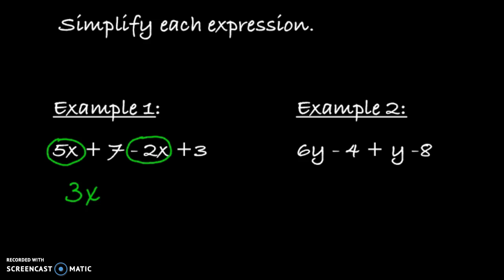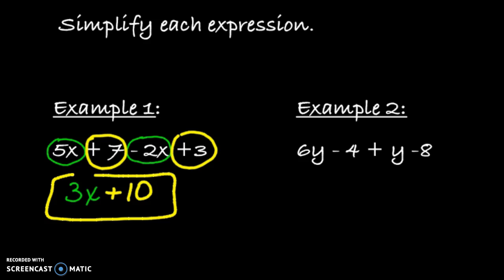And if you're lucky enough to have a different color, I would recommend that you use it for your other parts of like terms. So I notice here I've got a positive 7 and a positive 3. So when I add 7 and 3, I get 10, and it's positive 10. So my expression is 3x plus 10. You'll notice that I can't simplify this anymore because 3x and 10 are not like terms. One of them has an x, one doesn't. So 3x plus 10 is as simplified as I can possibly get. Okay, why don't you try example 2 on your own and see how you do with that.